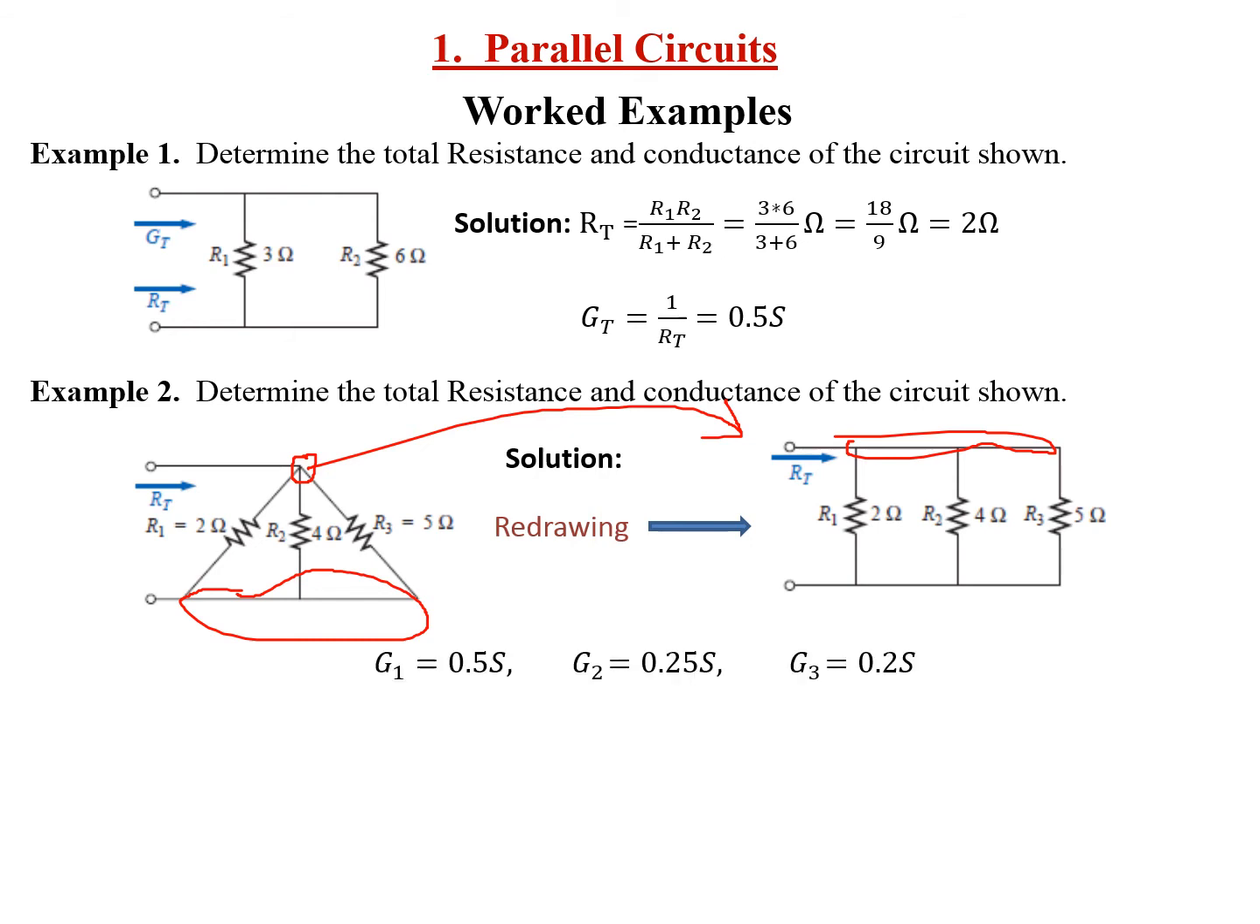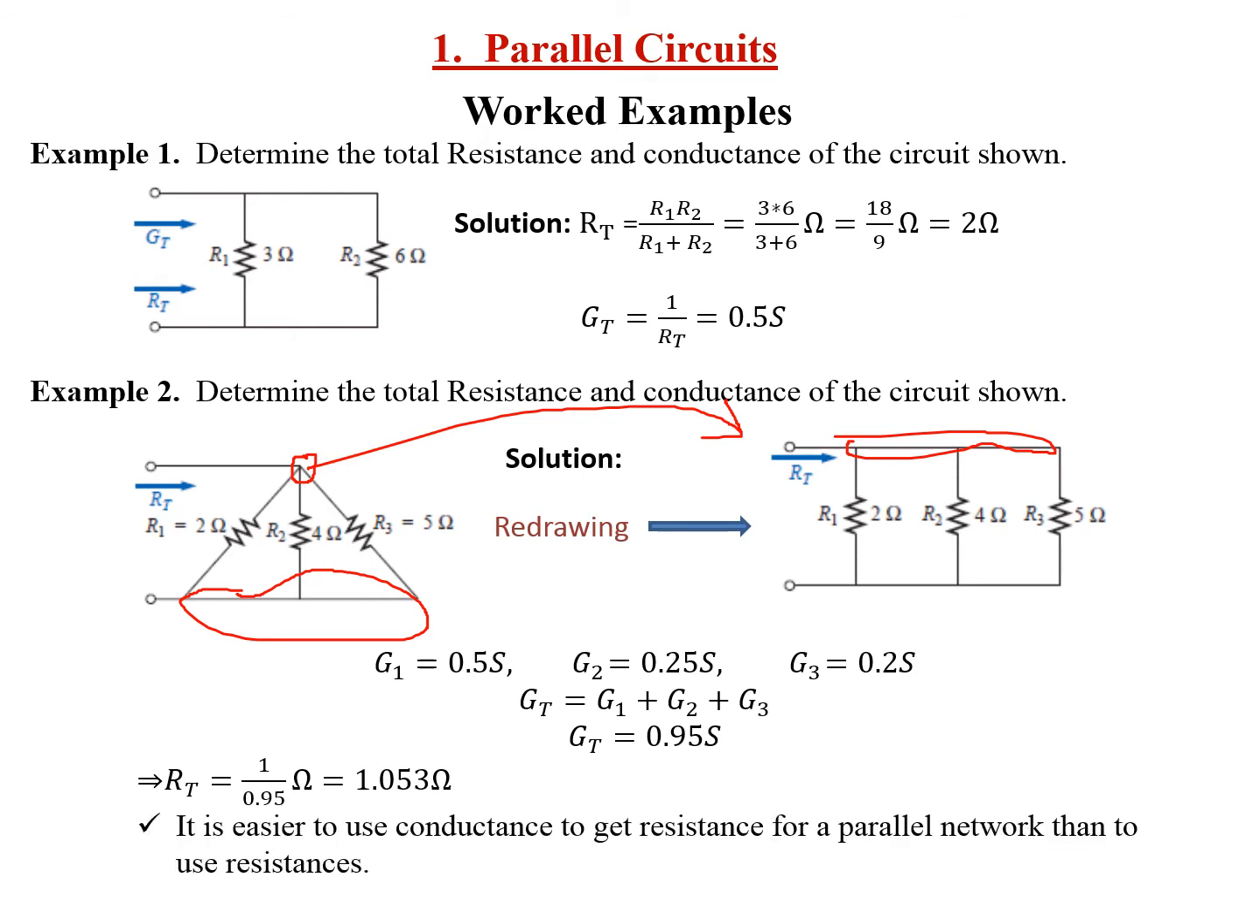I know it will confuse people later when we deal with other types of circuits. But remember, as long as there's no component in between, those components are still in parallel because they share the same nodes. So if you use conductance, G1 is 1 over 2, which is 0.5. G2 is 1 over 4, which is 0.25. G3 is 1 over 5, which is 0.2 Siemens. So the total conductance is the sum, which is 0.95.